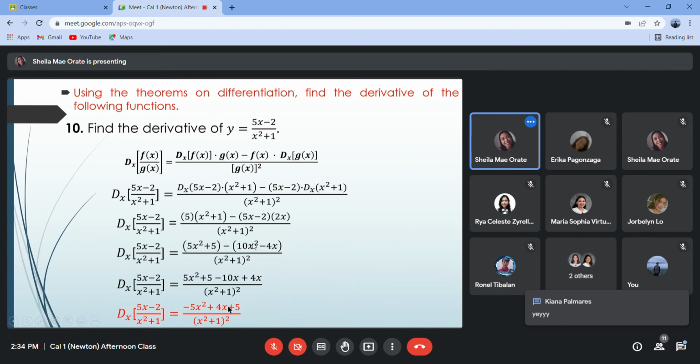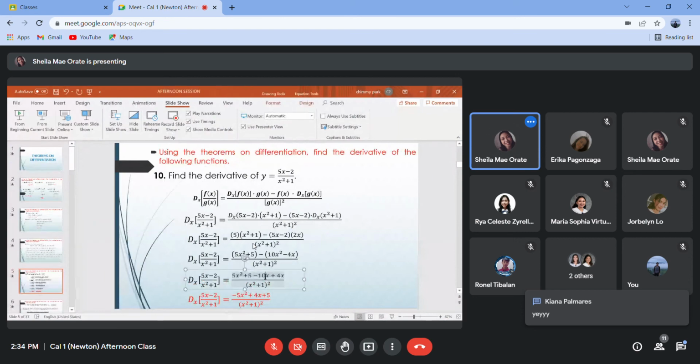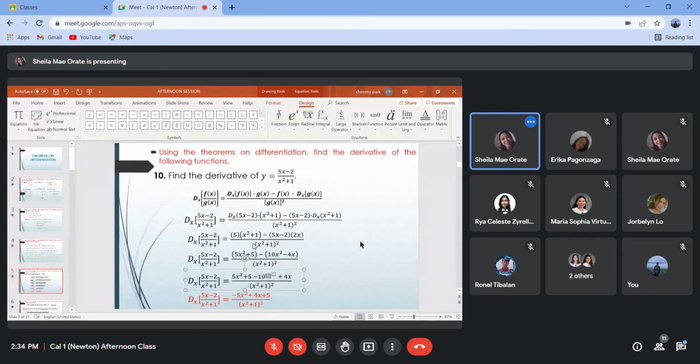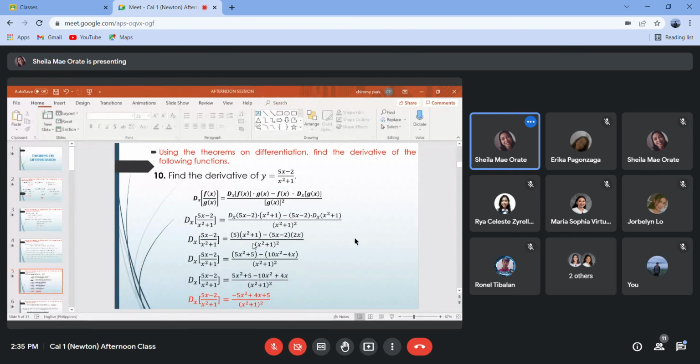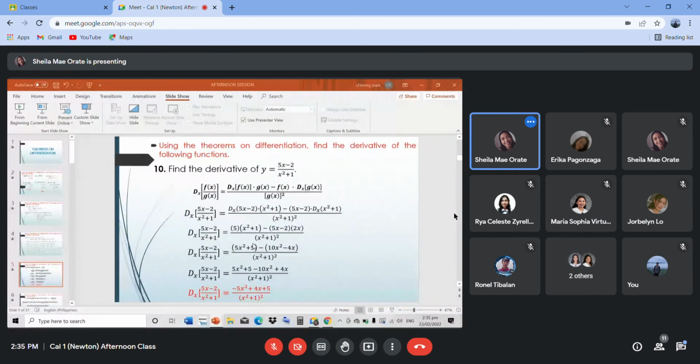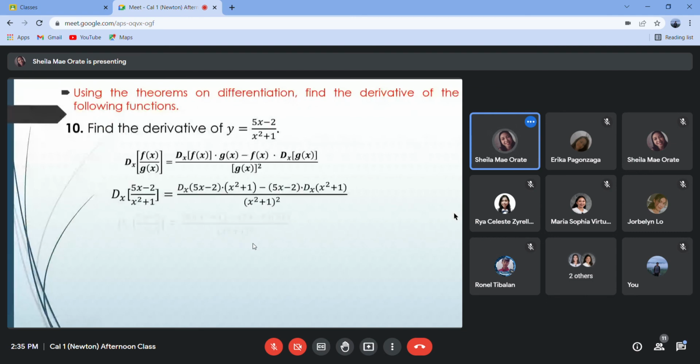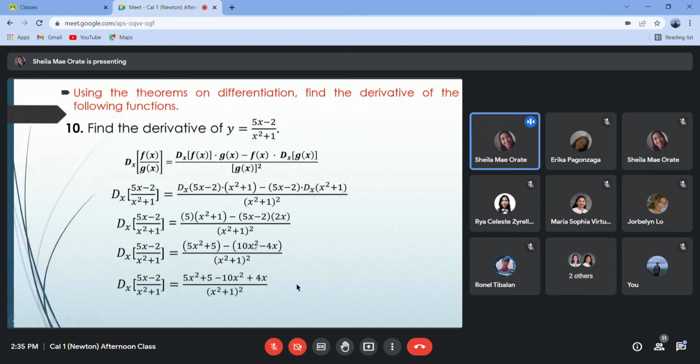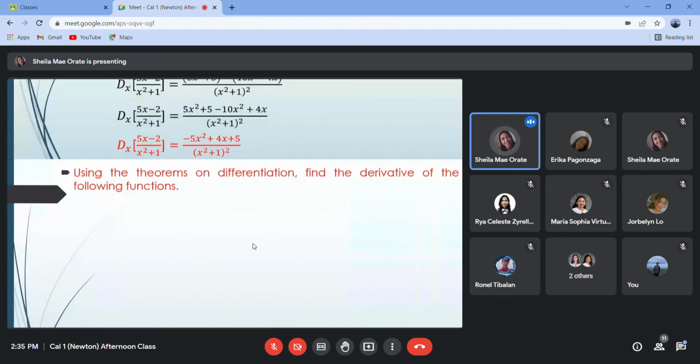Balik kayo. This should be negative x squared. Nawala ang exponent. Okay, so sorry for that. So, we have 5x squared minus 10x squared. Okay, so we have negative 5x squared plus 4x plus 5 all over x squared plus 1 squared. Okay?